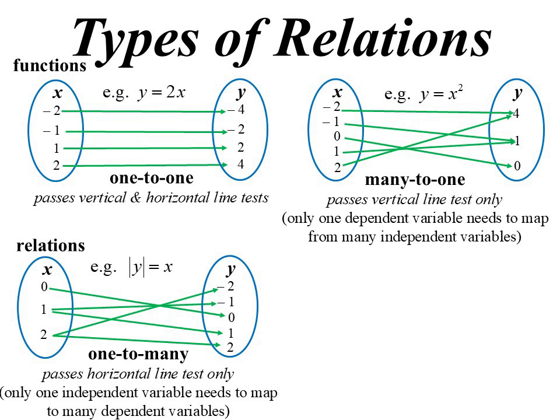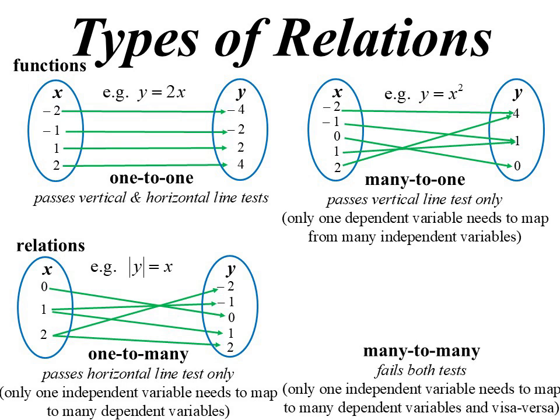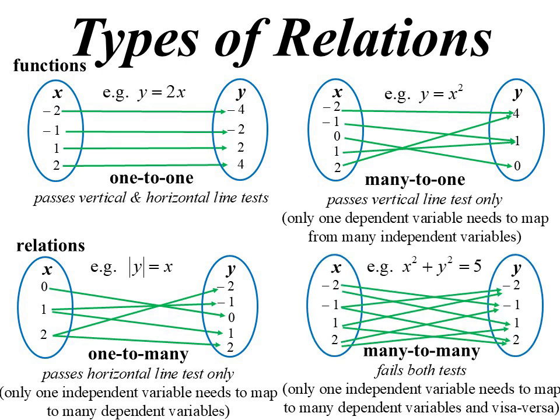Oh, you'll never guess what this one's called. Many to many. And it fails both tests. It doesn't satisfy the vertical line test. It doesn't satisfy the horizontal line test. The classic example of that, of course, is the circle. So you've got many x values going to many y values. And they are the four types of relations. So two of them are functions, two of them are just relations.